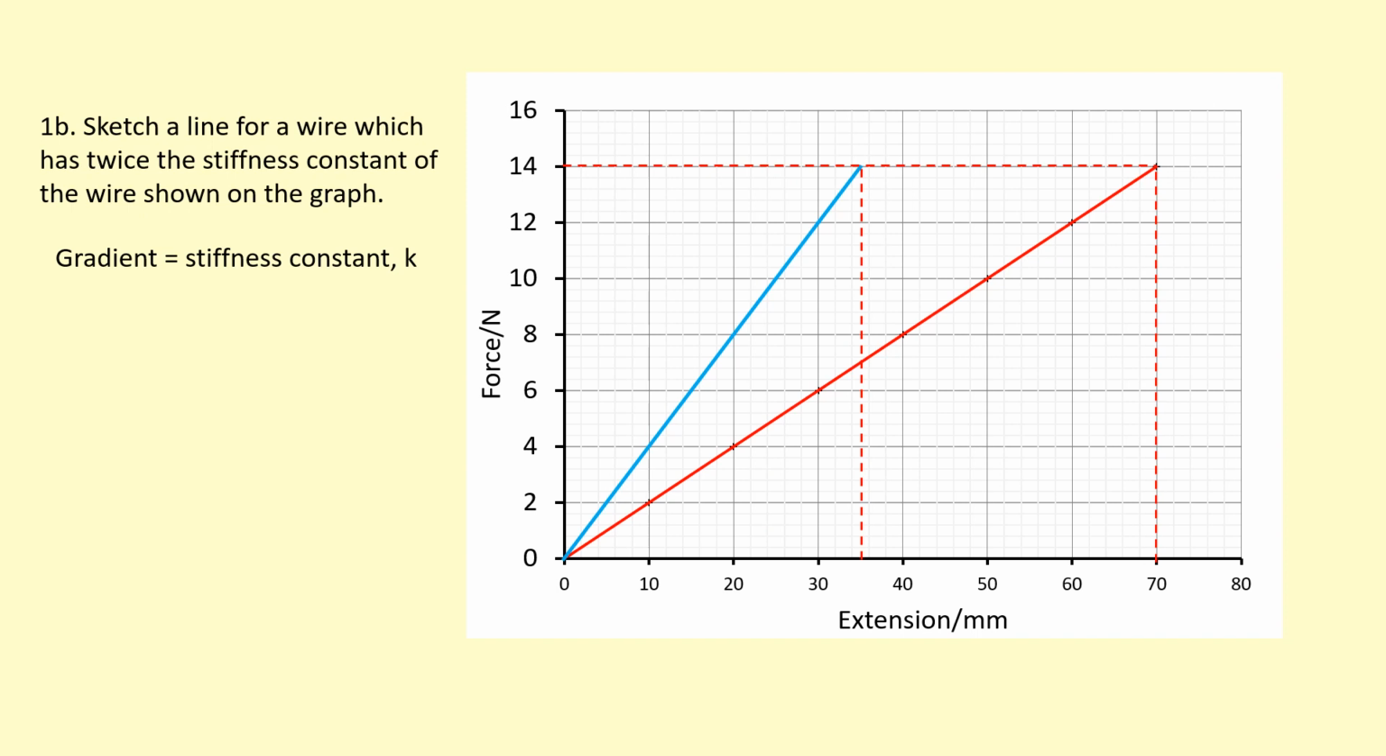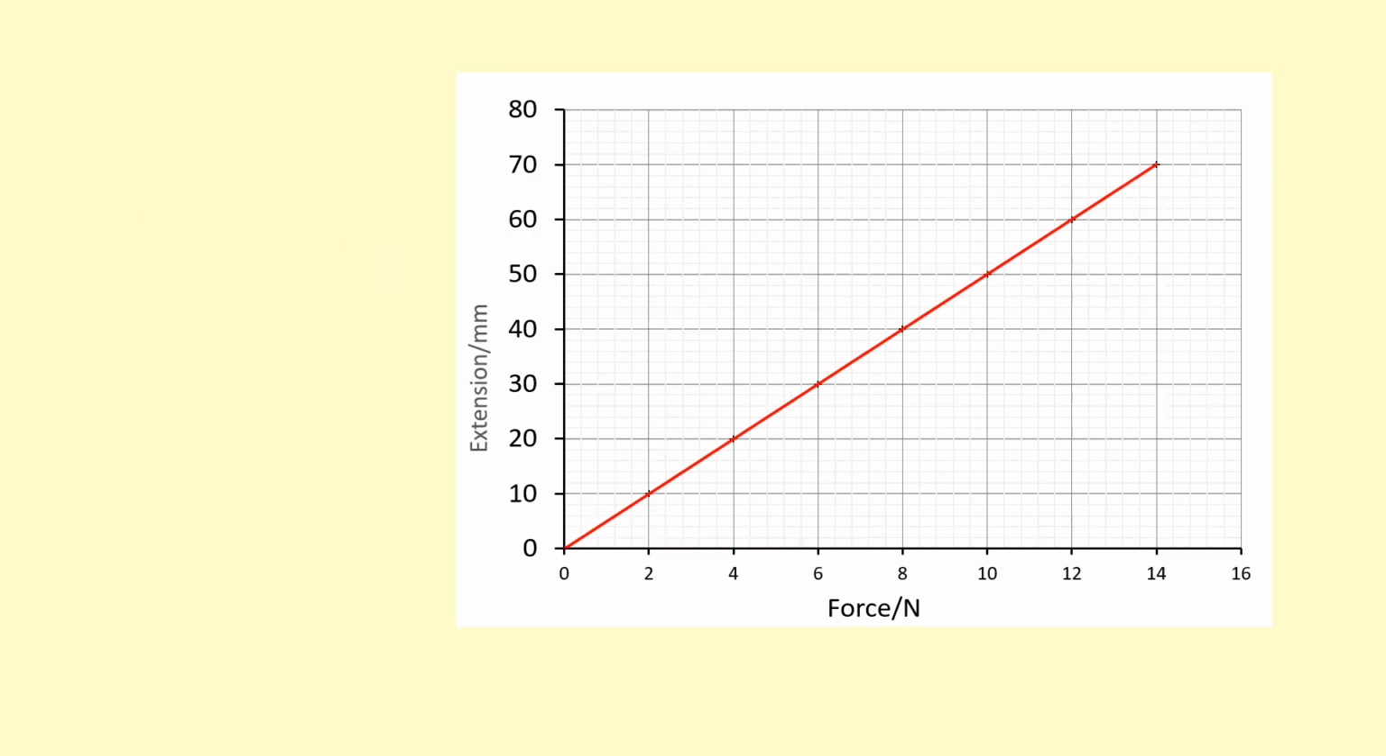Or another way to think about it is, if we're going to get the same extension, let's say 20 millimeters, we'll have to apply twice the force. So for the red graph here, we had to apply 4 newtons, but for the new spring with this different one, we'll have to apply 8 newtons. Sometimes you might be given an extension against force graph, in which case the change in y over change in x is actually the inverse of the stiffness constant.